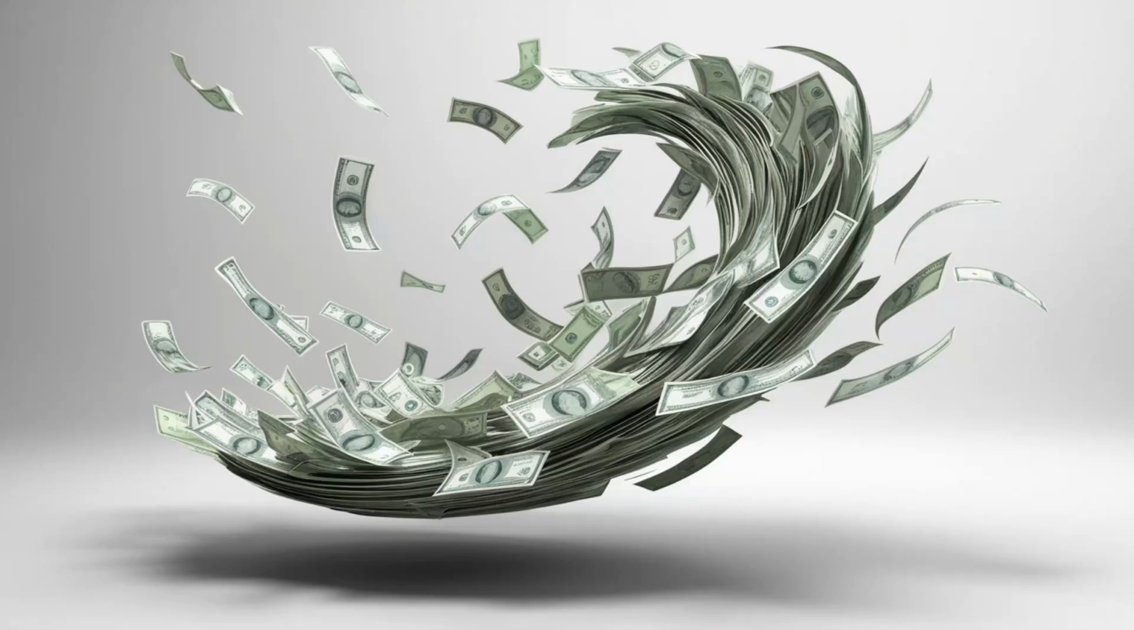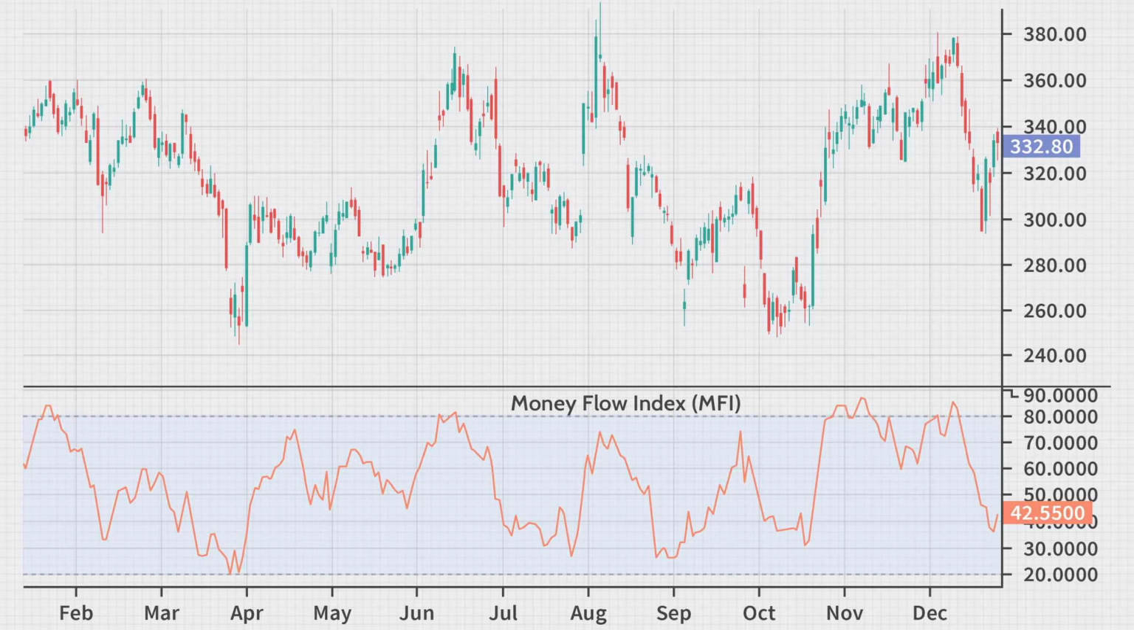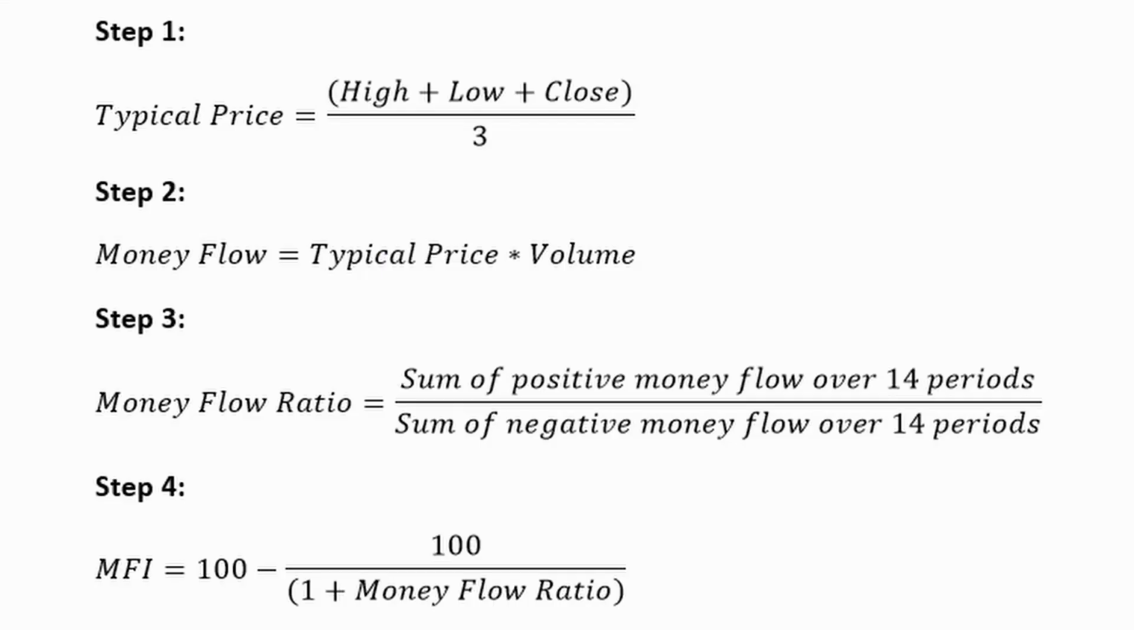The money flow index is a momentum indicator that combines price and volume data to identify overbought or oversold conditions in a security. Here's a detailed explanation of how it works and how it can be used in trading. The money flow index is calculated using the following steps.